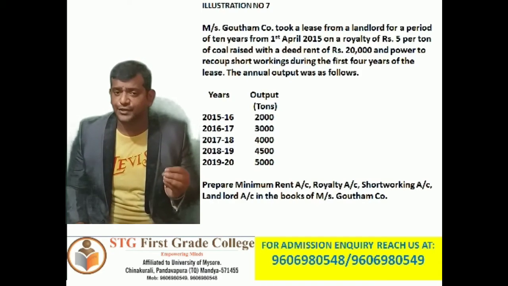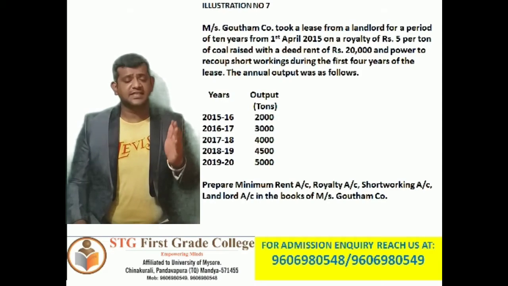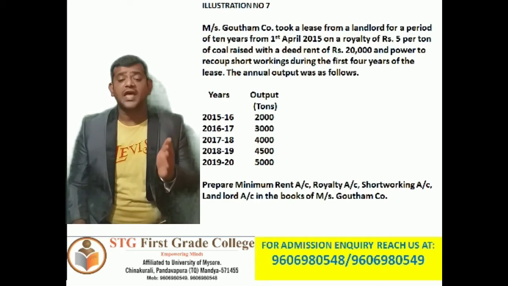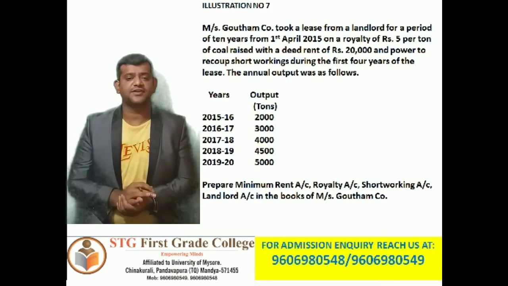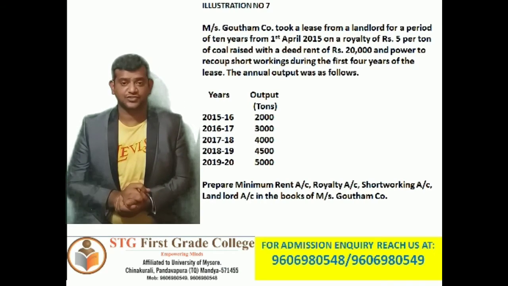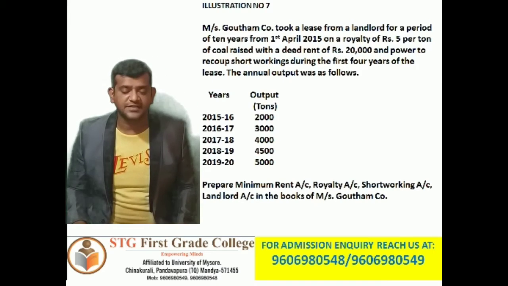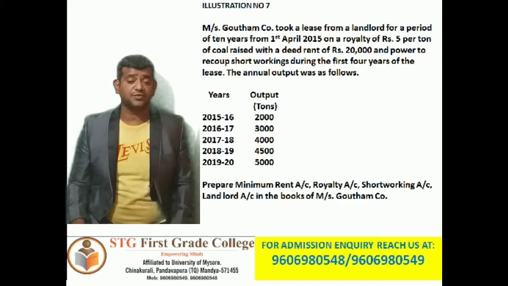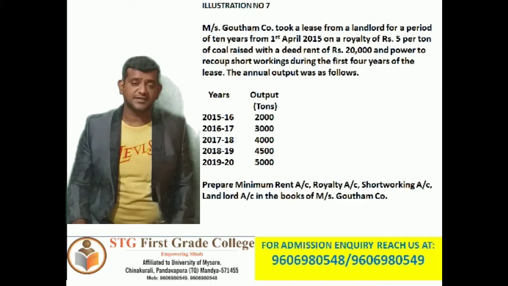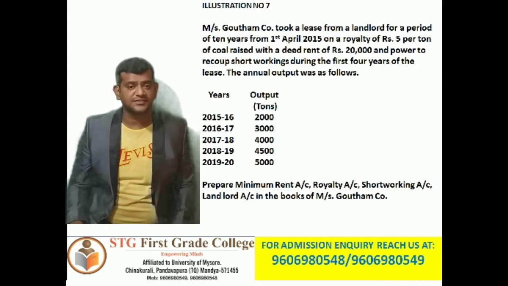In the year 2015-16, the output was 2000 tons. 2016-17, 3000 tons; 2017-18, 4000 tons; 2018-19, 4500 tons; and in the year 2019-20, 5000 tons of coal was raised. Prepare a minimum rent account, a royalty account, a short working account, and a landlord account in the books of Gautam and Company. So this is the problem, and we have to find the solution for the same.